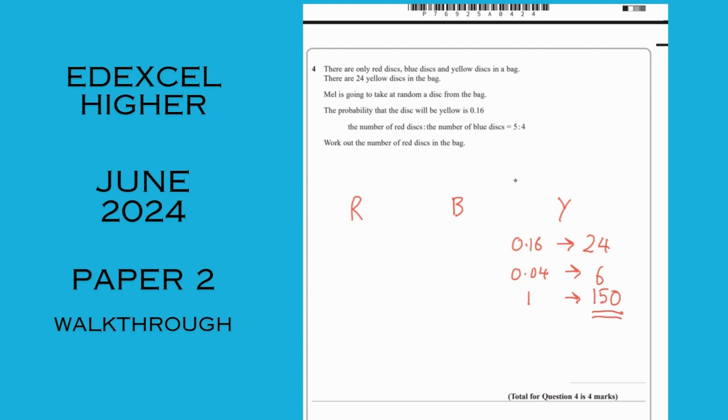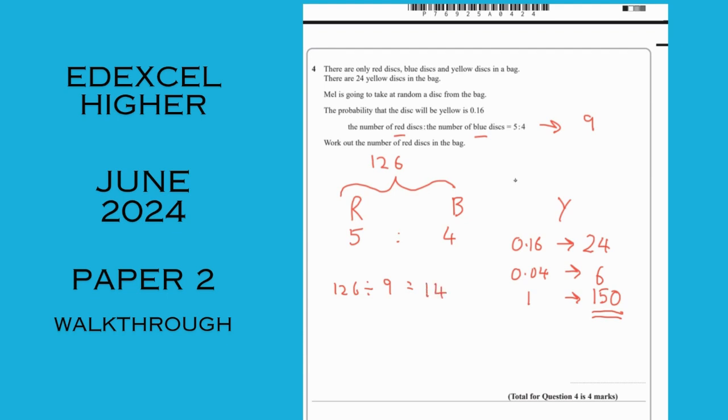Now, as we know, 24 of them are yellow. So 150 take away 24. 126 of them are red and blue in the ratio of 5 to 4. So 2 colours, but 5 to 4 means 9 shares. So 126 divided by 9 means each share is worth 14.